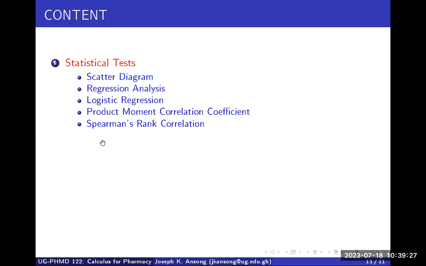And then finally, some statistical tests: the scatter diagram, regression analysis, logistic regression, product moment correlation coefficient, and then Spearman's rank correlation. So these are the topics that will be covered in this course on calculus and statistics for pharmacy. That is what this is going to cover.